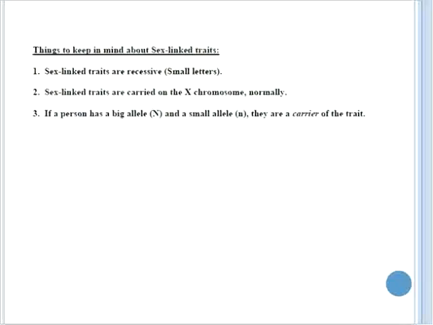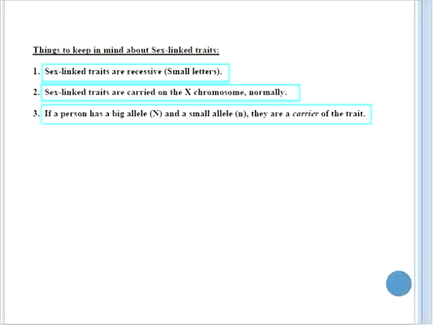So some things to keep in mind. Firstly, sex-linked traits are recessive, by and large. They're carried on the X chromosome normally, and if a person has a big allele and a small allele, in other words, X big N, X little n, they're considered to be a carrier. For a sex-linked trait that is carried on the X, males cannot be carriers. They either have it or they do not. Females can indeed be carriers if they are heterozygous.